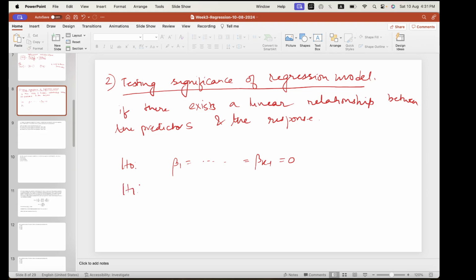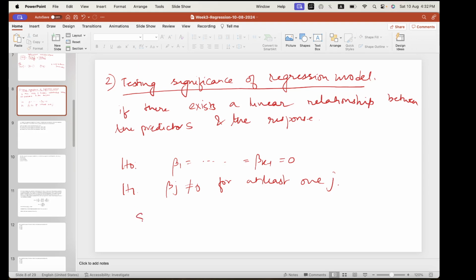Alright, now this is the null hypothesis. And what is the alternate hypothesis? The alternate hypothesis is at least one of these coefficients can be non-zero. Okay, and how do we test for this? In order to test for this, we use the F statistic. So how do we use this?